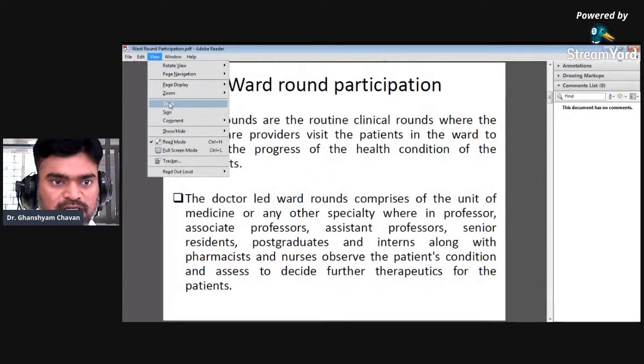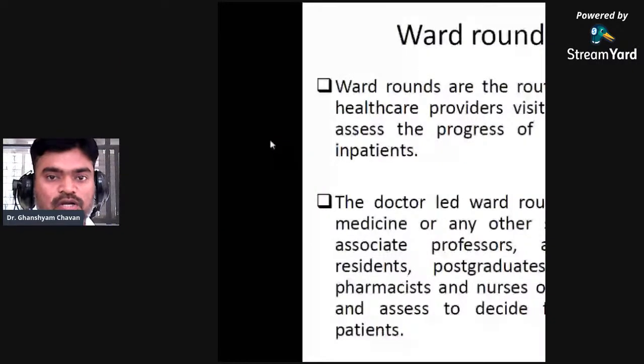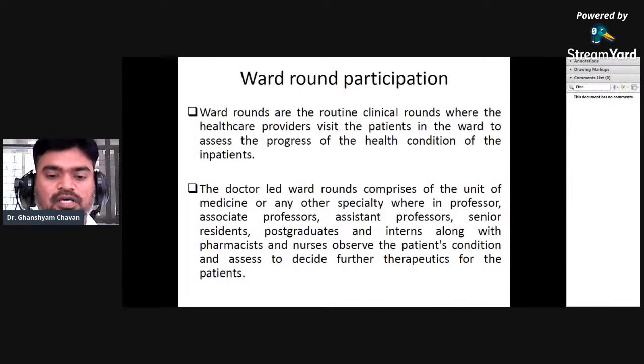Today we will start another new topic. It is ward round participation. As we know, the word ward and round participation. Ward means any part, area, or compartment of the hospital where the patients are relocated, and we are involved in the participation in the rounds. We are visiting those wards where the patients are taking the medications, patients are taking the treatments.